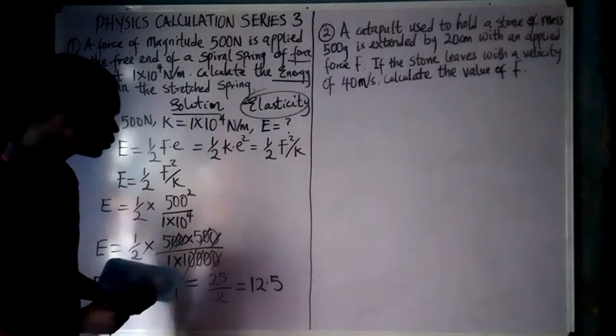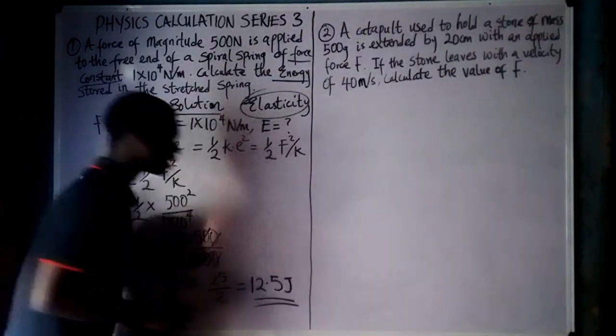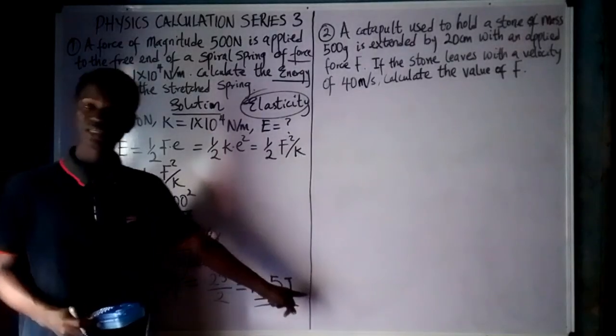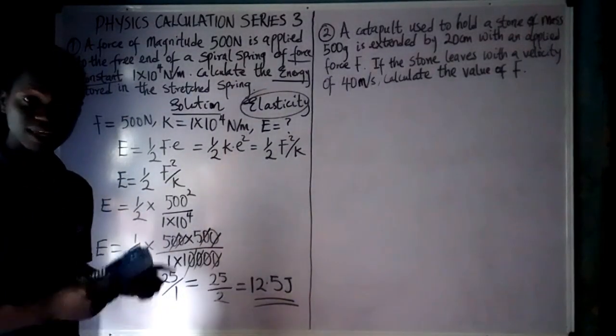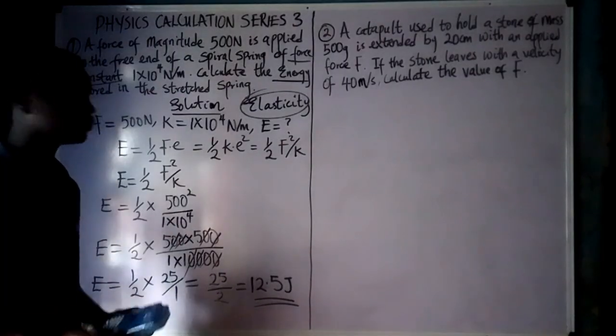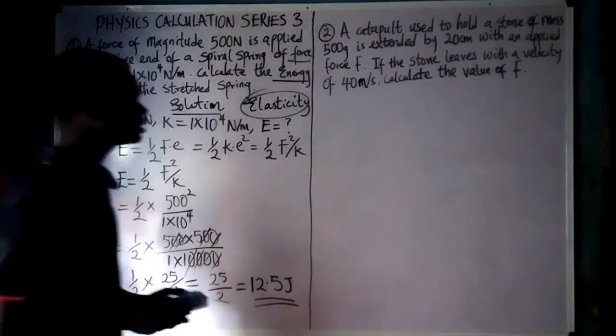Joule. So when we are done, we'll write capital J to show that this answer is in joule. And this is the answer to this very question. It's very easy. It's not difficult. So we are going straight to question number 2. Let's see what we have here.